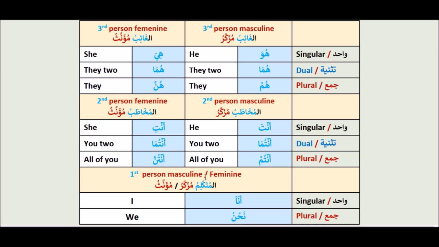First person masculine and feminine. In the first person, both the pronouns are the same for muzakkar as well as muannas. And we call it al-mutakallim. I and we. Ana, nahnu. Ana is singular and nahnu is plural. In this form, there is no dual.